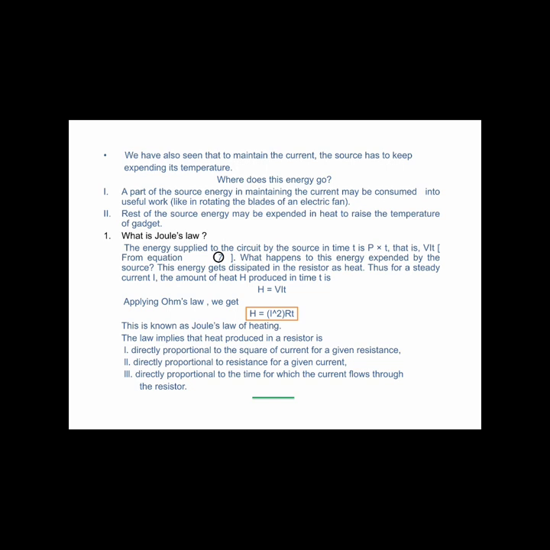The law implies that heat produced in a resistor is directly proportional to the square of the current for a given resistance, directly proportional to the resistance for a given current, and directly proportional to the time for which the current flows through the resistor. This is the chapter electricity.